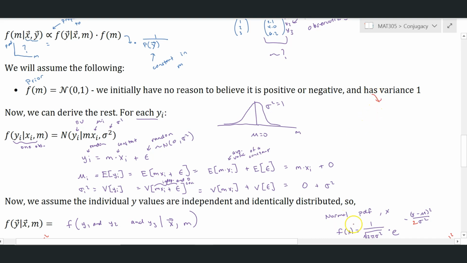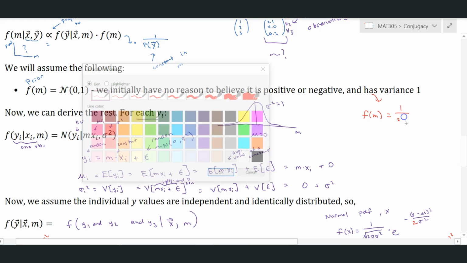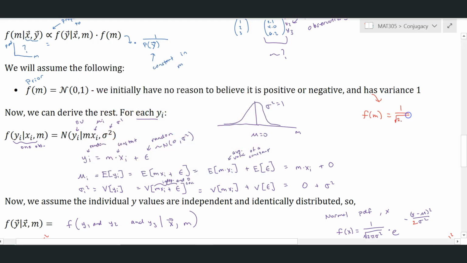According to the normal PDF, f of m equals 1 over the square root of 2 pi times 1, since we have a variance of 1, times e to the negative (m minus mu) squared over 2 sigma squared, which is just 2 times 1. And so you can see that that greatly reduces to just negative m squared over 2.